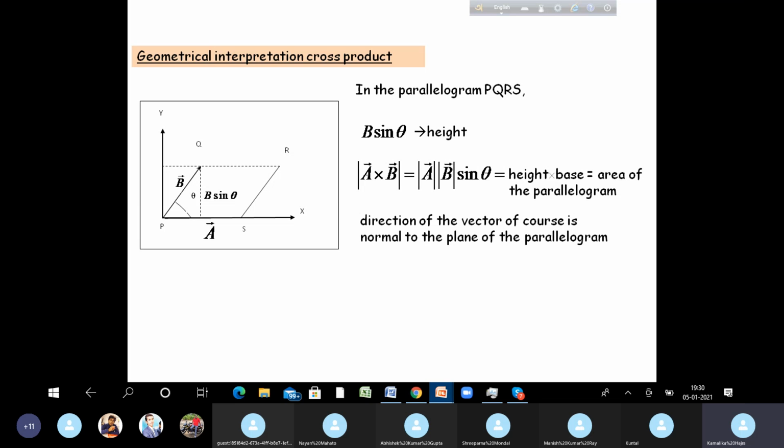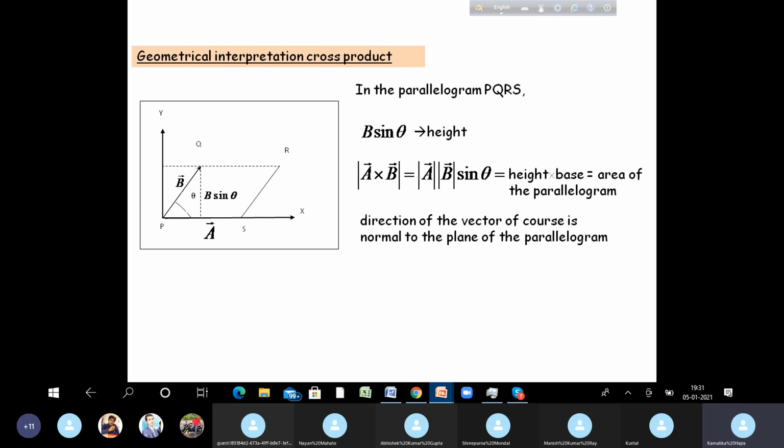And the direction of the vector is, as I told you earlier in the definition of cross product, normal to the plane of the parallelogram. So the magnitude is the area of the parallelogram and the direction will be normal. If the screen is the plane, then the resultant vector of the cross product of A and B will be coming out from this plane, outward, perpendicularly outwards towards you.